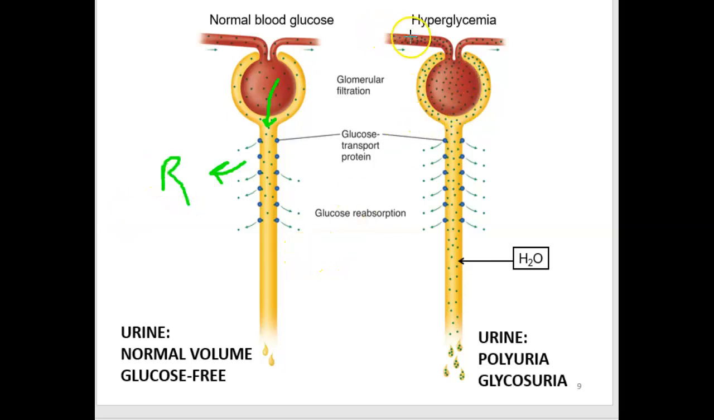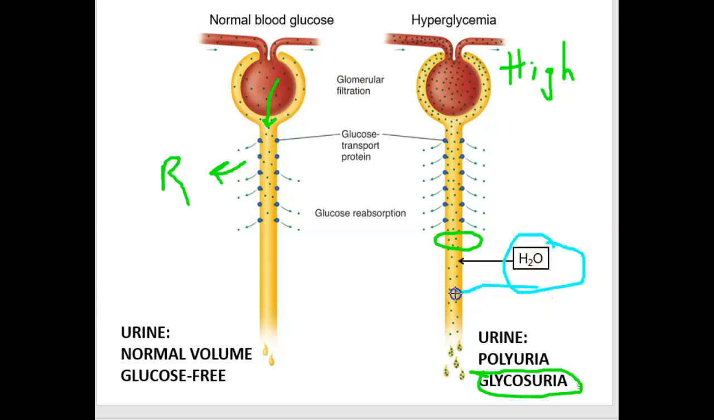But what if blood glucose levels are high? So hyperglycemia. Now more glucose is filtered or pushed out of the bloodstream, but the transporters cannot keep up. Therefore, you're going to have glucose in the urine. And because water follows, you'll have polyuria. I hope that made sense to you.